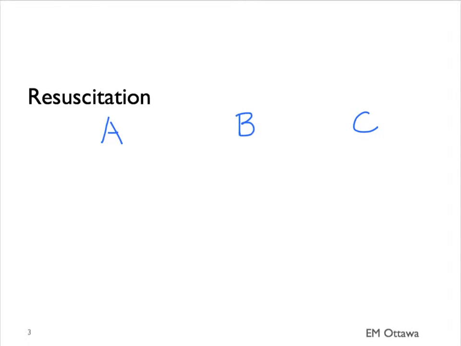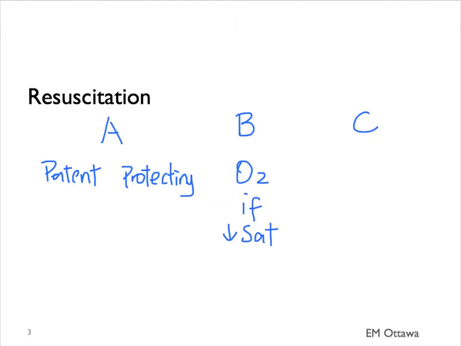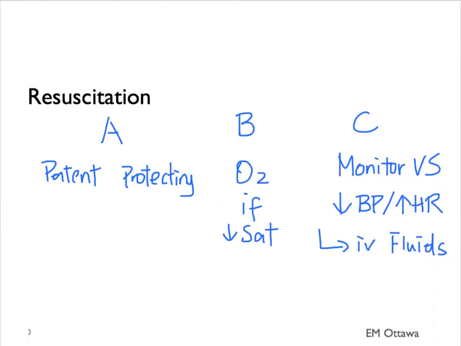Resuscitation starts with ABC. We need to make sure the patient's airway is patent and they're protecting their airway. We need to give patients oxygen if they're hypoxic. For circulation, we need to put patients on monitor to monitor their vital signs. If the patient is hypotensive or tachycardic, we need to give them crystalloids such as normal saline or Ringer's lactate. In the patients who are septic because of an abdominal infection, early and aggressive IV fluids is key.